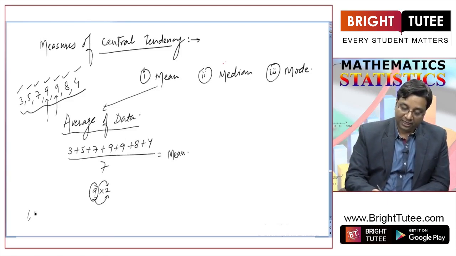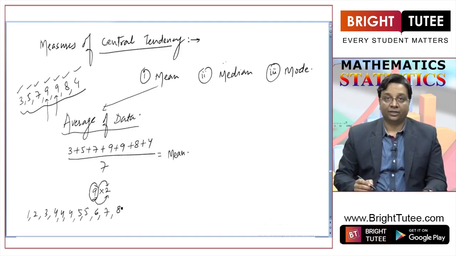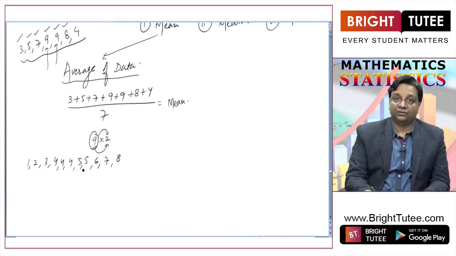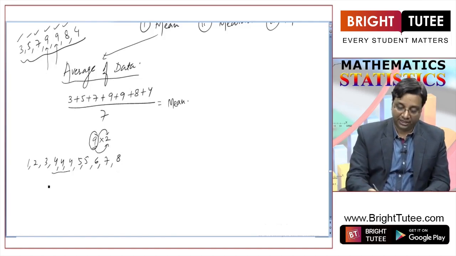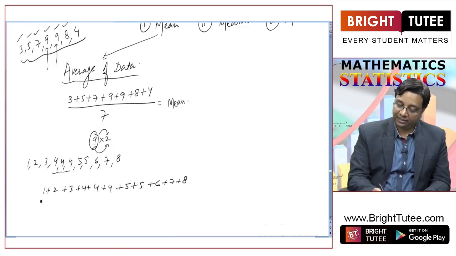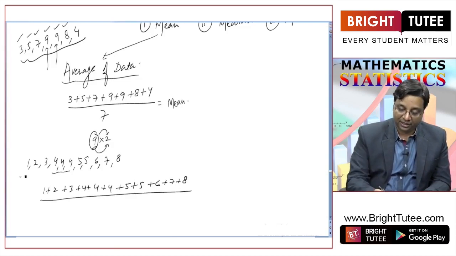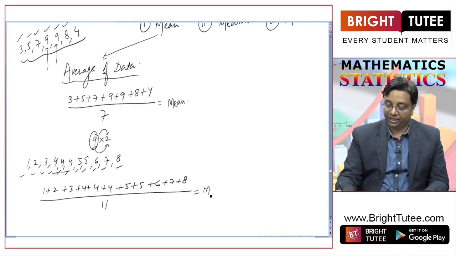For example, let us say I have 1, 2, 3, 4, 4, 4, 5, 5, 6, 7, 8. Now, if I ask you what is the frequency of 5, you will say 2. What is the frequency of 4? It is 3. So if I have to take the mean of this data, what I can do is I can add all the numbers independently, and then divide it by the total number of observations. That is 1, 2, 3, 4, 5, 6, 7, 8, 9, 10, 11, so divide by 11. This will give me my mean.